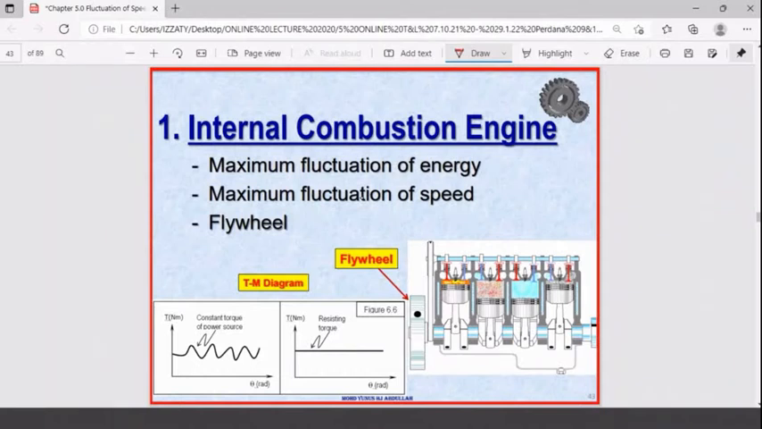So our concern here is the maximum fluctuation of energy, and we're going to look for the maximum fluctuation of speed as well as the flywheel. This is the flywheel that is connected to the engine. And this is the graph that was provided earlier in case 2, or case 1, or case 4, if I'm not mistaken. It doesn't matter which case we are dealing with, as long as you understand that this type of power source provides a variable input torque, whereas it will drive the constant resisting torque.